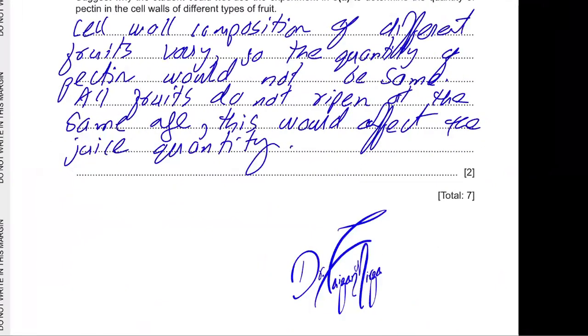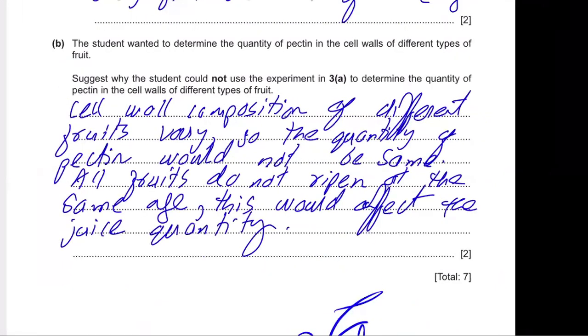The last part: the student wants to determine the quantity of pectin in the cell walls of different types of fruit. Suggest why the student could not use experiment 3A to determine the quantity of pectin in the cell wall of different types of fruit. Why is that so? Because cell wall composition varies. Every fruit will have a different composition, so pectin will be different. It will not be the same. Number one, all fruits do not have the same composition, and another feature is that they do not all ripen at the same time. So they have different ages, and this will also affect the quantity of juice extracted.